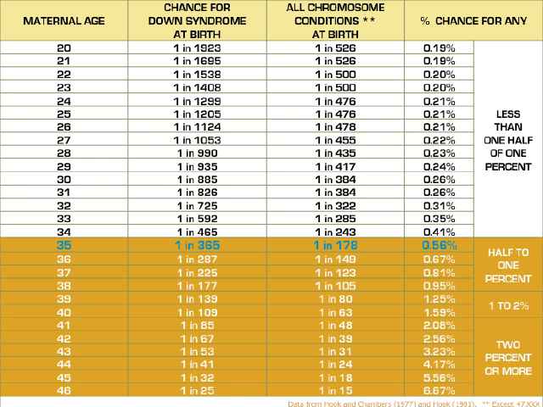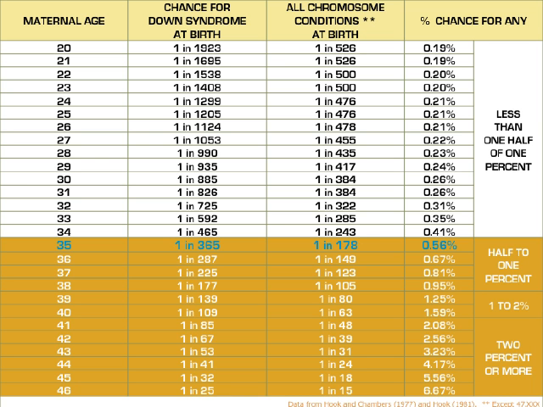For example, a woman who is aged 35 years at delivery has a 1 in 365 chance to have a baby born with Down syndrome, or a 1 in 178 chance to have a baby born with any chromosome condition. Overall, this is about 1/2 of 1% chance that her child would have a trisomy or monosomy chromosome condition. This means she has a 99% chance her pregnancy will not be affected by any of these.